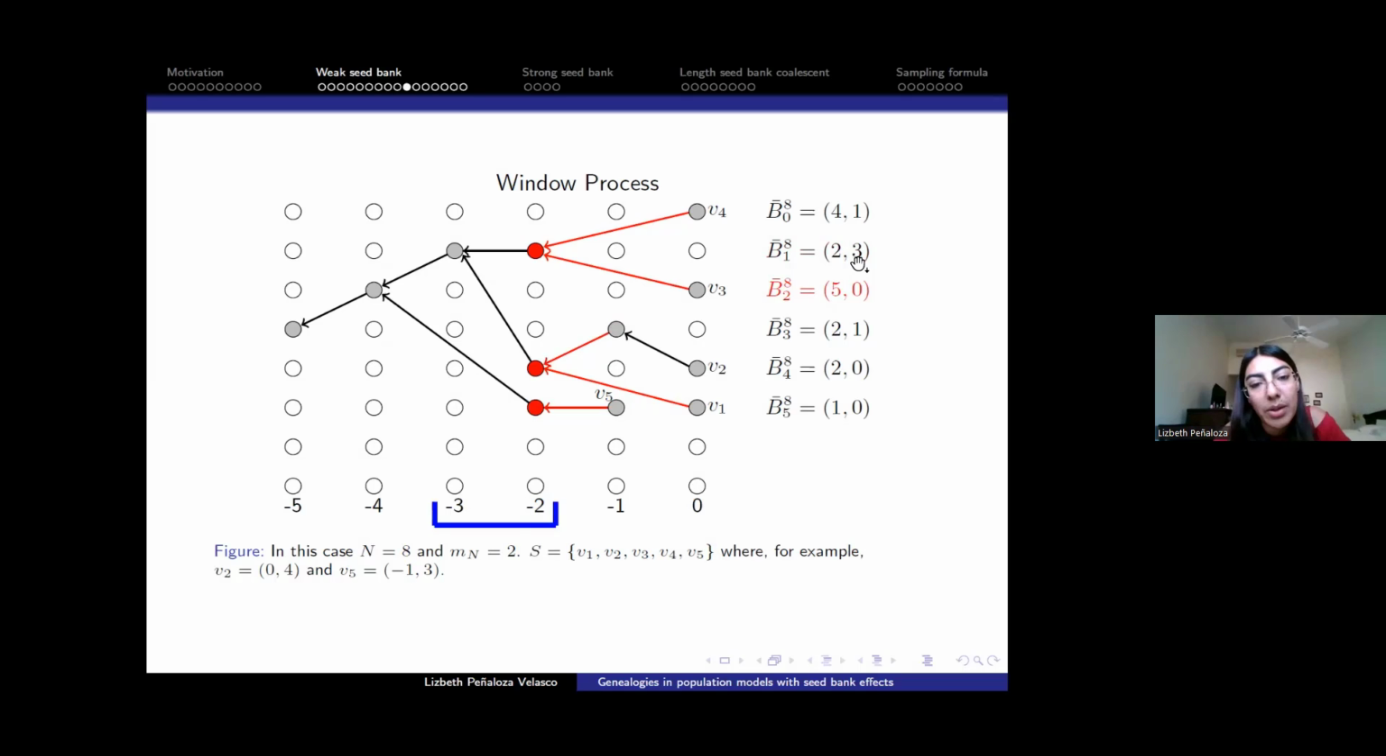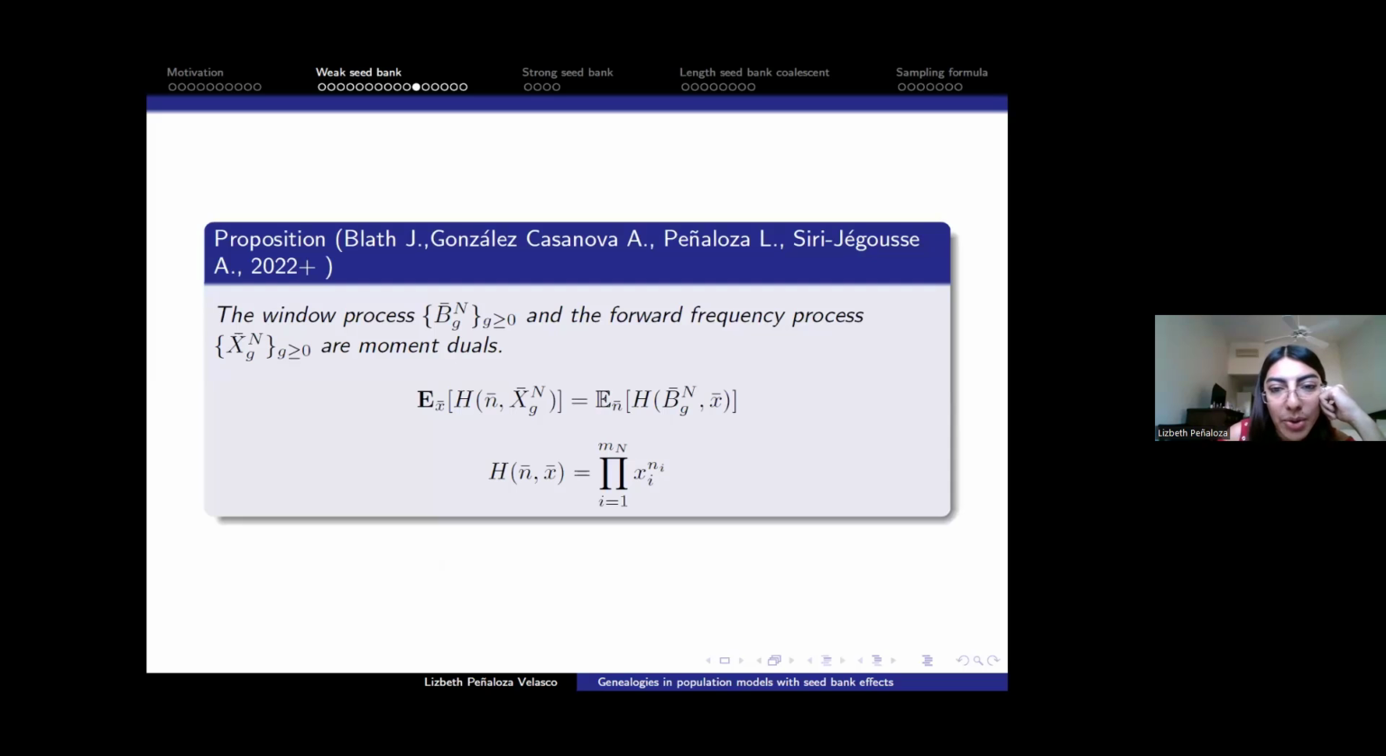Then I move 1 generation and I see how many ancestors I have in generation -2. And again, I count how many arrows touch the ancestor in this generation. So in this case, I have 5. And all the ancestors of my sample live in generation -2. So that's the reason that I write 5 in the first coordinate and I write 0 in the second coordinate, because all the ancestors live in this generation. So this is a little modification of the ancestral process, but we obtain that this window process and the forward frequency process are moment duals. So that is the reason that we construct this slightly different process. So in this case, we have this result.